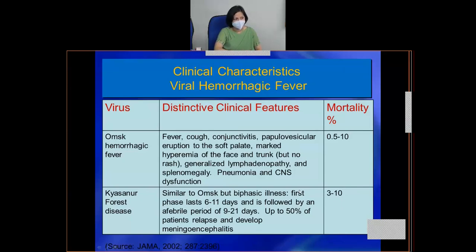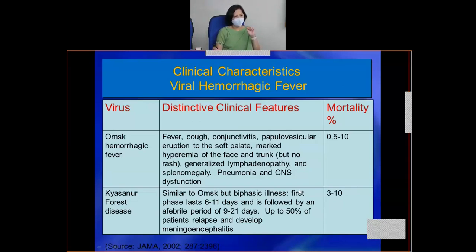In KFD, which is very much there in India, the clinical features are very similar to Omsk hemorrhagic fever. It's just that this disease occurs in two phases. It's called a biphasic illness. The first phase will last for 6 to 11 days and is followed by an afebrile period of 9 to 21 days.